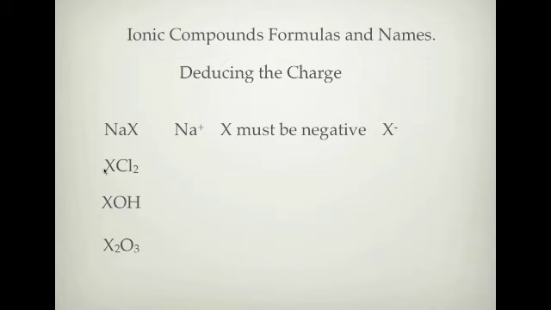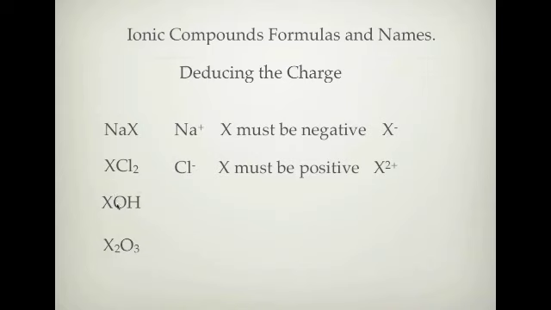In the next one here, XCl2, deduce the charge. Chlorine, or chloride, as it will be in an ionic compound, will have a negative charge. That means X must be positive. How many positive must X be? You need 2 of these chlorines to balance out 1 of these X's. So therefore X must have a charge of positive 2.